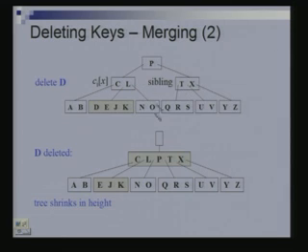So, you merge and you get CLPTX, right, by bringing 1 down, and then you go ahead and you delete D from here. So, this is the situation that is going to happen. Now, this also illustrates why this is a bad scheme. Who can tell me why?